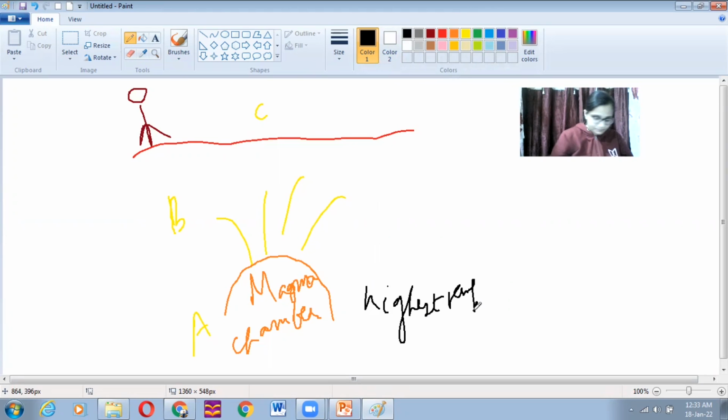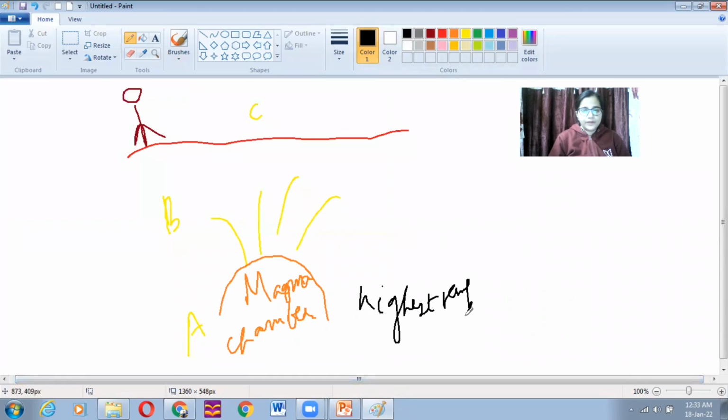Just give me some time. At the A there is highest temperature. At the B point there is moderate temperature, and at the C point there is very low temperature. I'm writing low. Pardon my handwriting. At the C point there is very low temperature. So at the C point the rate of cooling of the lava will be very different from whatever is cooling at point A or at point B.